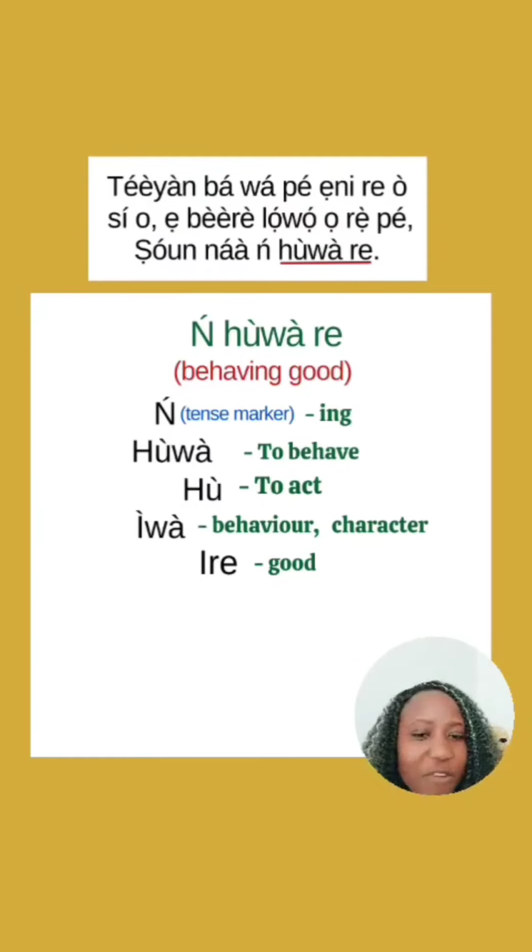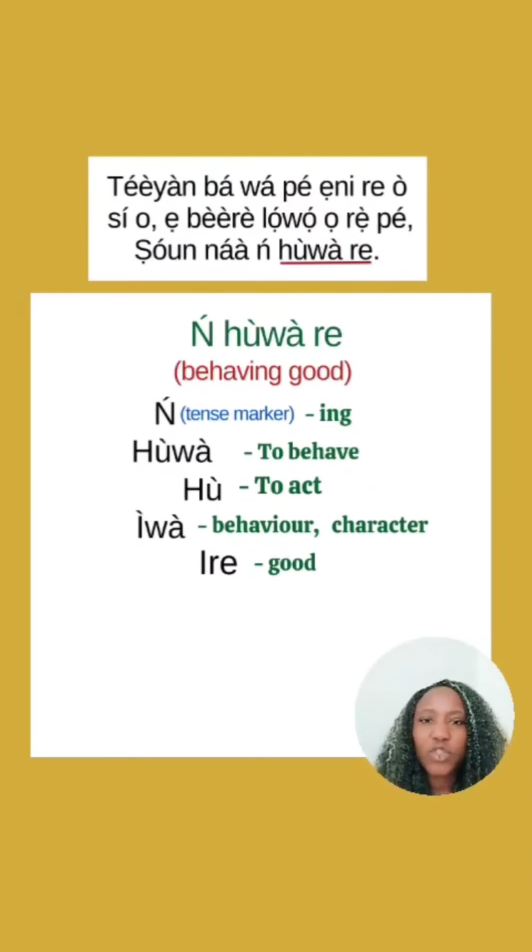I will make a different sentence for you. All right, let's just finish this in the context of this sentence altogether. Unhua. Okay, so unhua here means to be behaving good. To be behaving good, that is what unhua means.